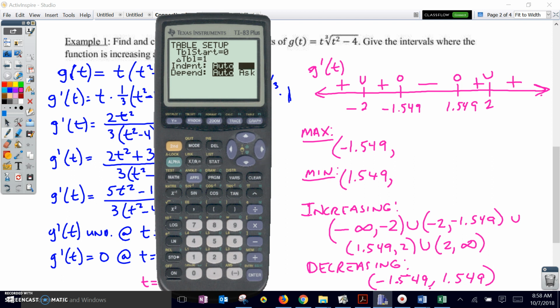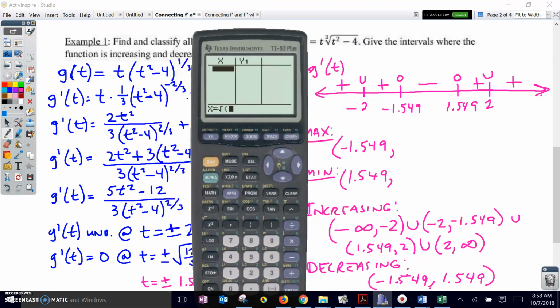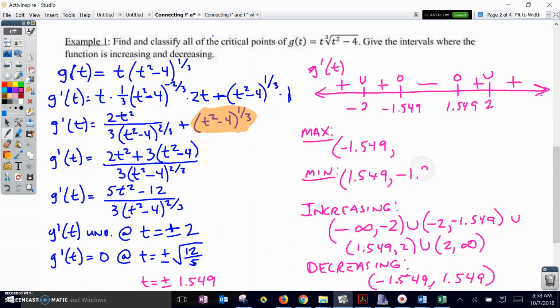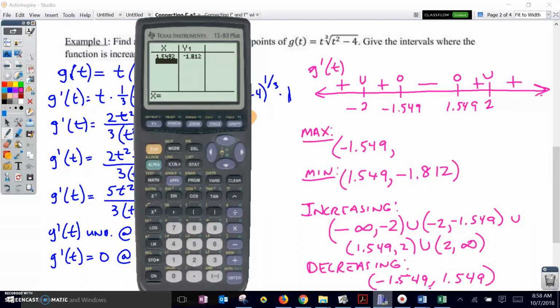Set up my table to ask, and I want the square root of 12 over 5. We get negative 1.812 for the y-coordinate there, and for negative square root of 12 over 5, we get positive 1.812 there.